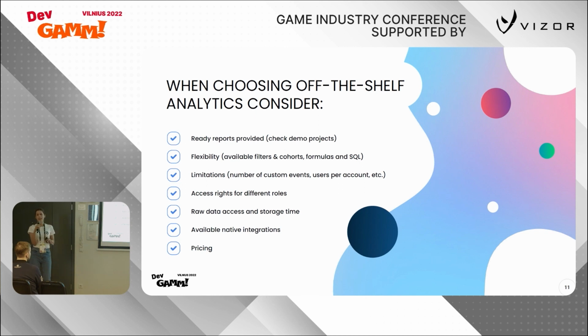If you're a big company and you need different access roles to the system, like to restrict some metrics from certain roles, also check that the system of your choice supports this. Check if you have raw data access and for how long this raw data is stored. And of course, available native integrations, because they will save you a lot of time in the future if they are already existing in your platform.